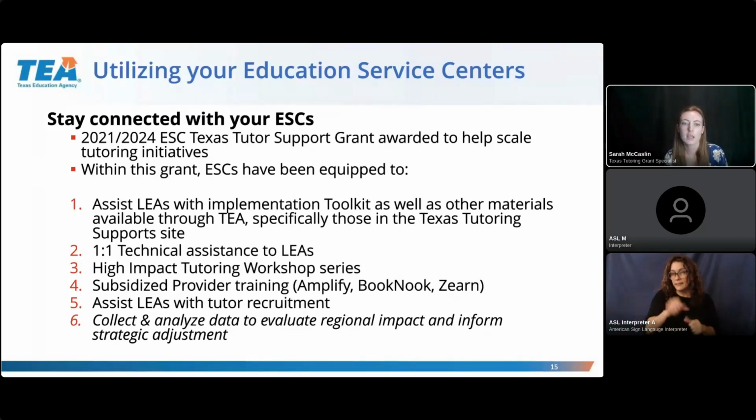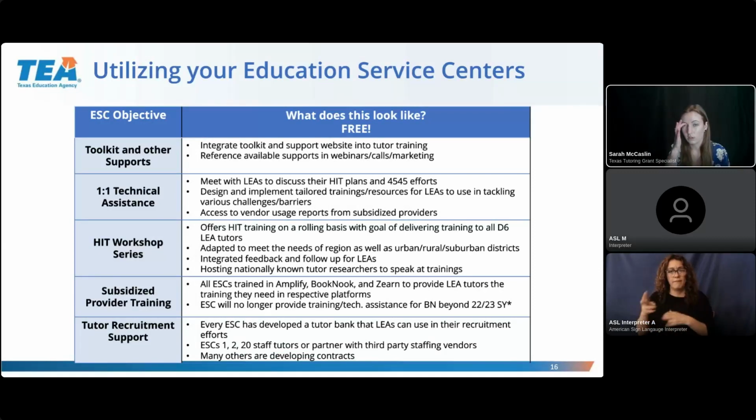And then the last thing is one of their grant responsibilities is to collect and analyze data to evaluate regional impact and perform strategic adjustments. So if we take those first 5 within this list here, we can break them down a little bit further and talk more specifically about how this benefits you guys.